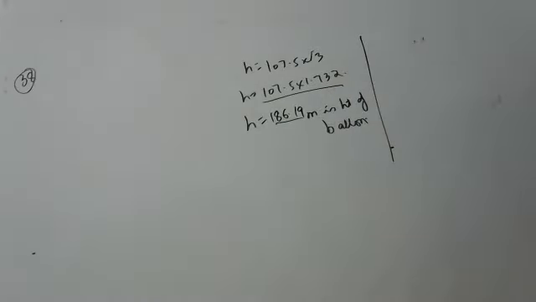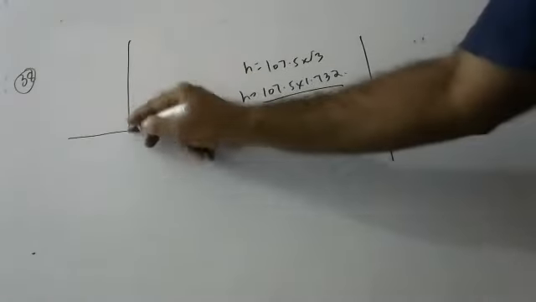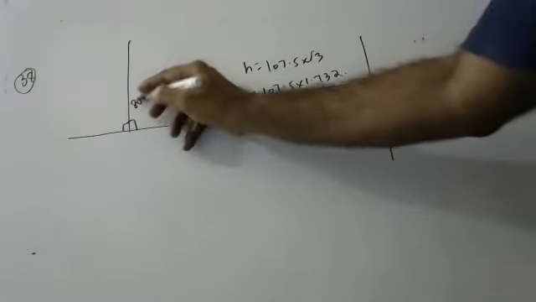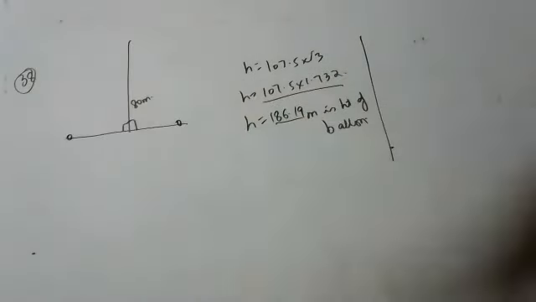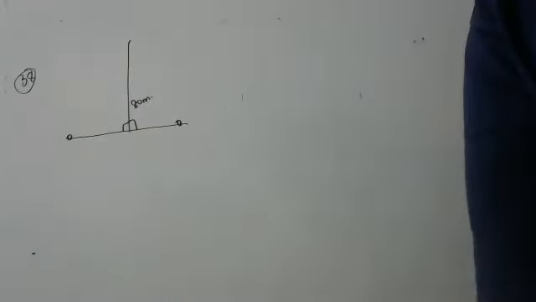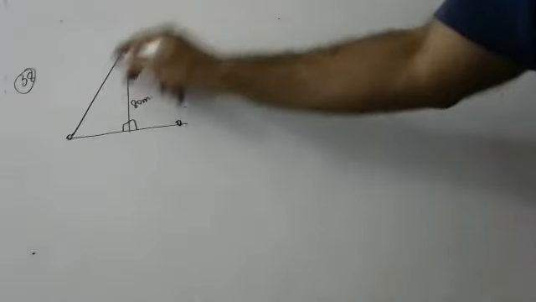Sum 38. Two men are on either side of a cliff of 80-meter height. Cliff means a type of big rock or big mountain. Here one man is there, here one man is there, on either side of the cliff. The angles of elevation are 30 and 60. Find the distance between the two.